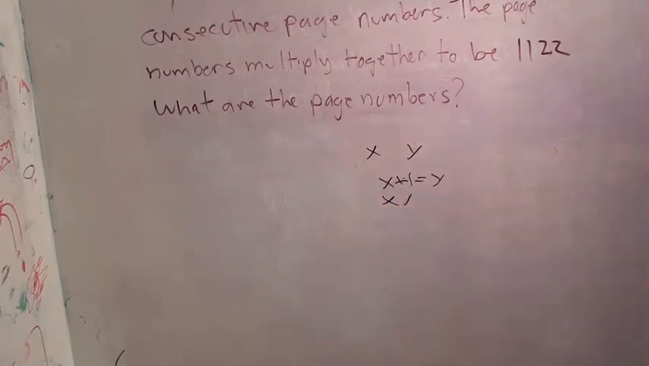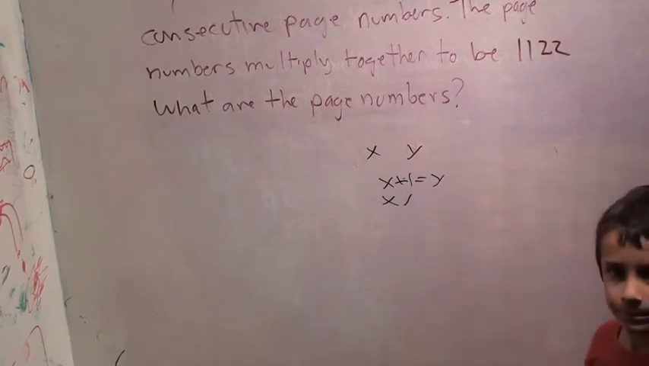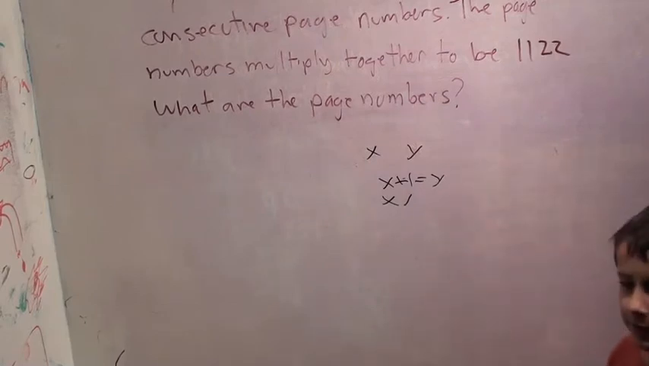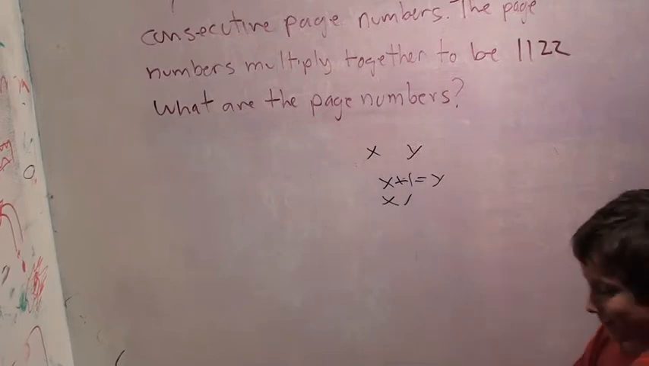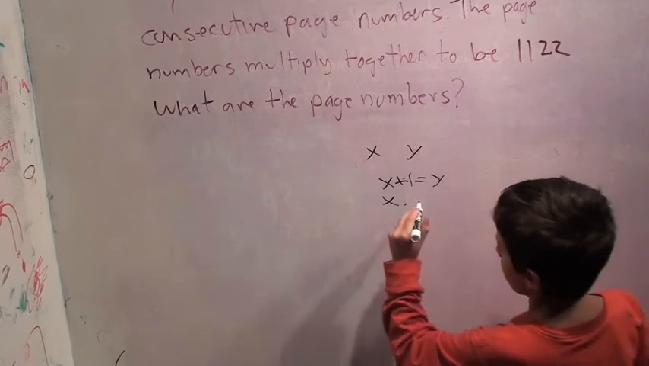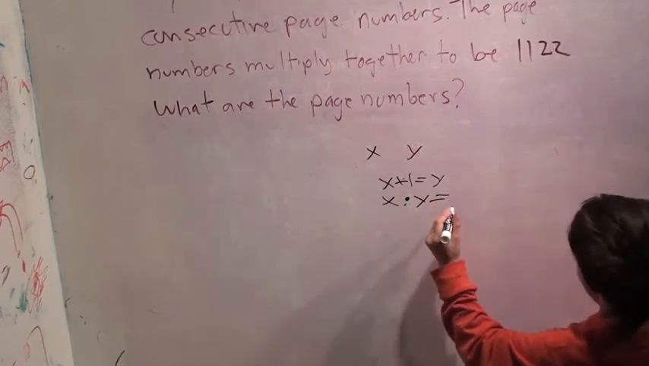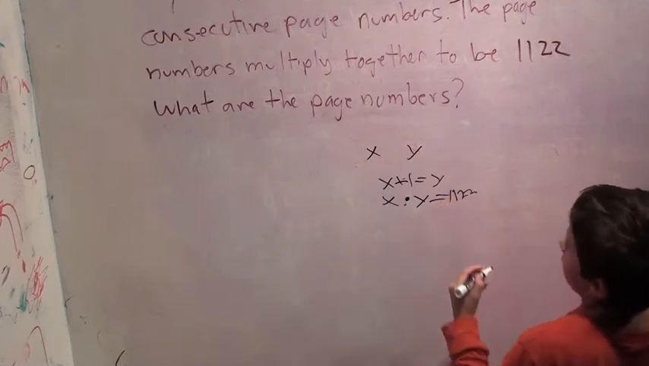We also know that x times y. Just make a dot for times so you can say x times. What do you need? The eraser. Oh, okay, here you go. X times y equals 1122.